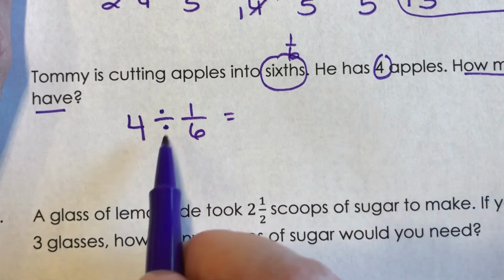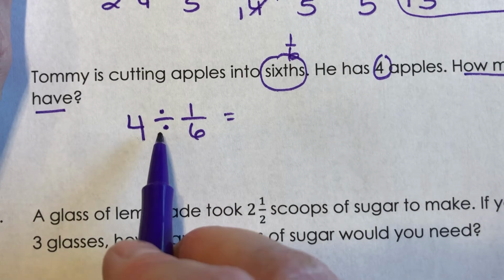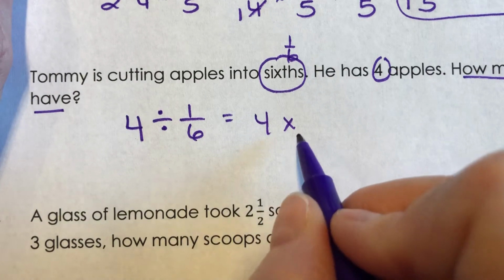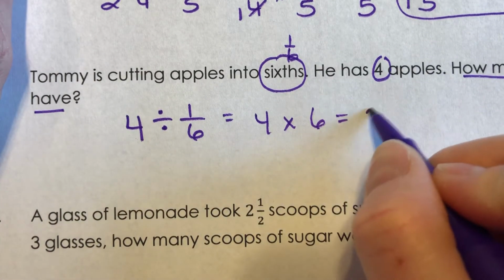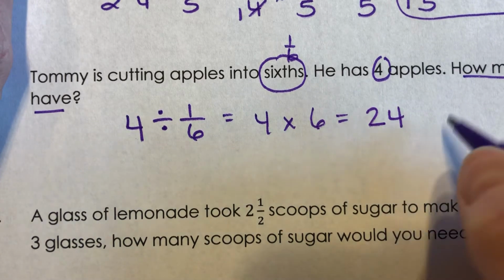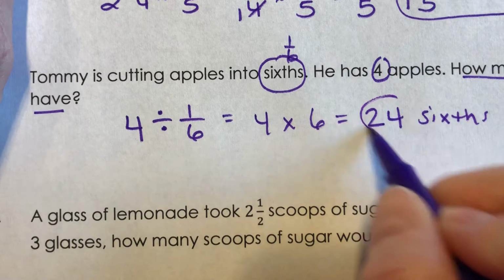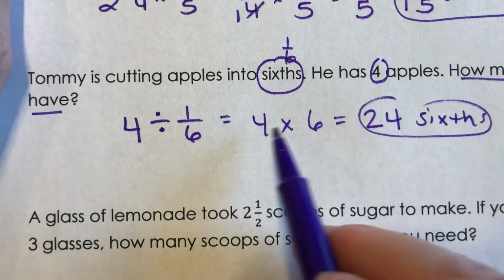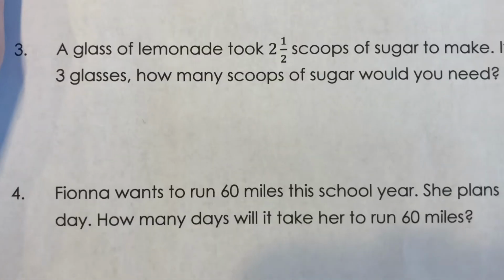And we learned that when I'm trying to divide by a fraction, that we can use the inverse, right? And we can do 4 times the reciprocal of 1/6, which is 6/1. And 6/1, yes, is 6. So we get an answer of 24 sixths. And I think that makes sense, don't you? If he has 4 apples and we're cutting each apple up into 6 pieces, we would have 4 times 6, 24 little pieces.